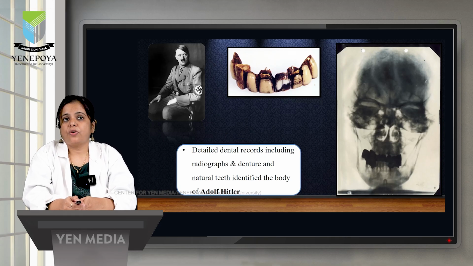The first case which was recorded was of Adolf Hitler, one of the most published cases, wherein the detailed dental records including radiographs and denture and natural teeth were used for identification of the body of Adolf Hitler, especially by the identification of the 9-unit bridge which was present in his maxillary and mandibular teeth.